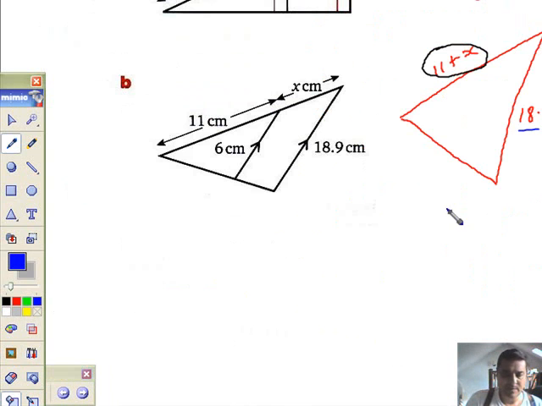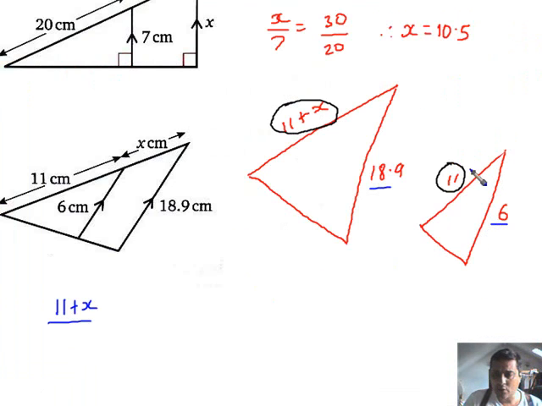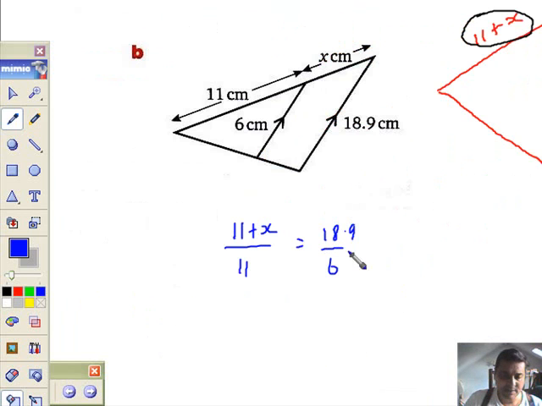Let's go for it. Right, what I want I put on top. I can't get X directly because I've got 11 added to it. So I'm going to do what I normally do. What I want I put on top. So 11 plus X divided by his corresponding length, the 11. So this over this equals that over the 6. So 18.9 over the 6. Take the 11 over and multiply.